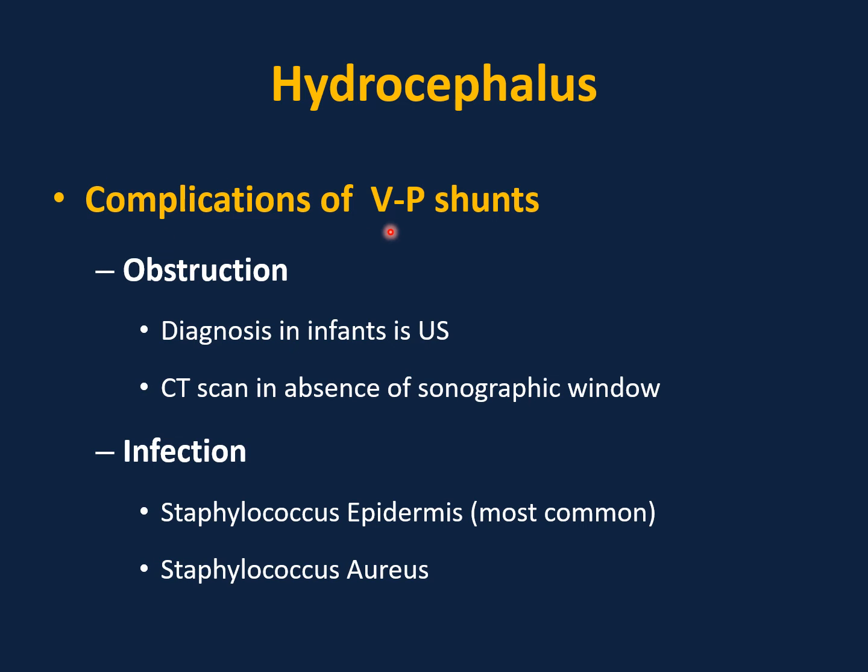Complications of ventriculoperitoneal shunt or VP shunts, very important to note, because the patient may present initially to the pediatrician with these complications. Obstruction. For diagnosis in infants, the ultrasound is very helpful. In older children or in absence of a sonographic window, CT scan is the best. Infection associated with VP shunt, the most common bacteria you need to remember is Staph epidermidis. This is the most common. Also Staph aureus can cause that.